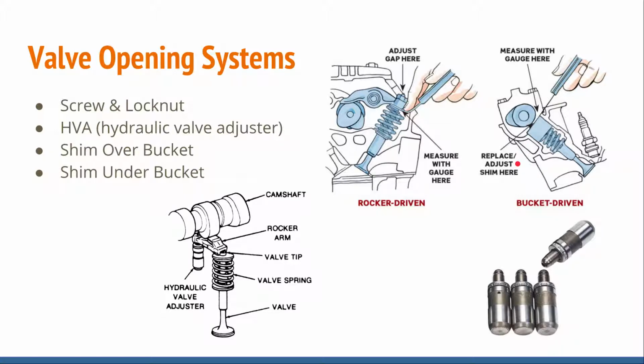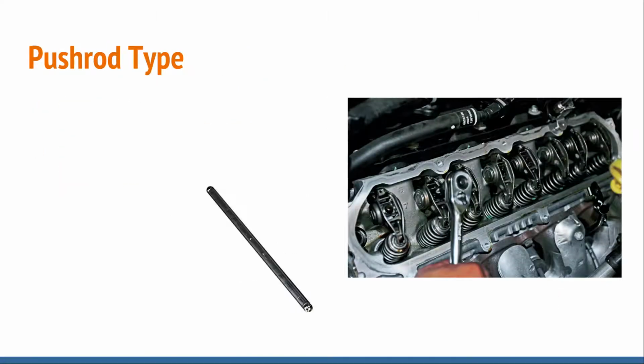And of course, on either one of these, they're not real easy to replace. Typically, you've got to remove the camshaft, and for shim under bucket, you have to remove the camshaft and remove the bucket in order to replace the shim. The shim's just a little replaceable piece of metal that comes in different thicknesses, so that if you need to do a valve adjustment, that's how you've got to do it. You've got to replace the shim with a different thickness. So we're going to move on and talk about push rod types.